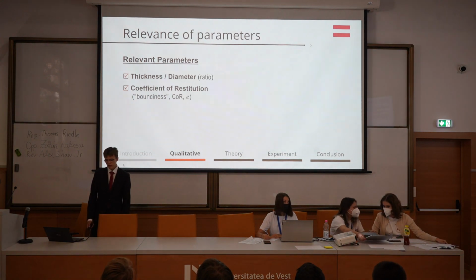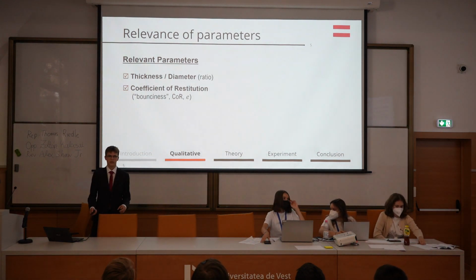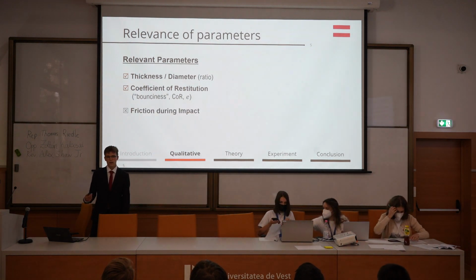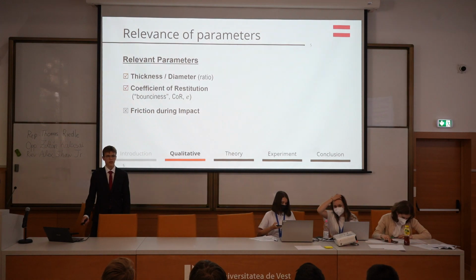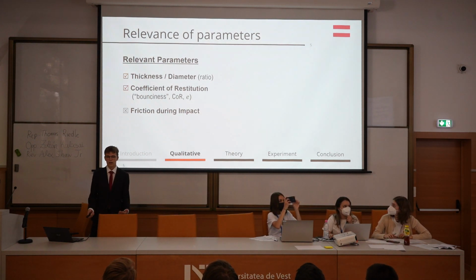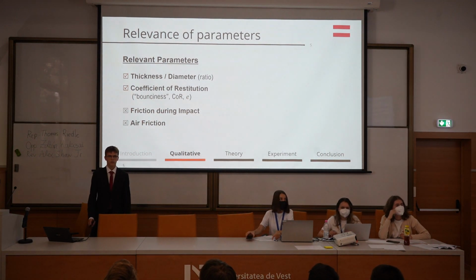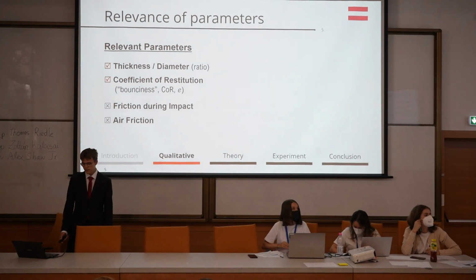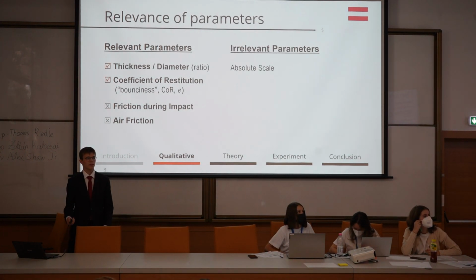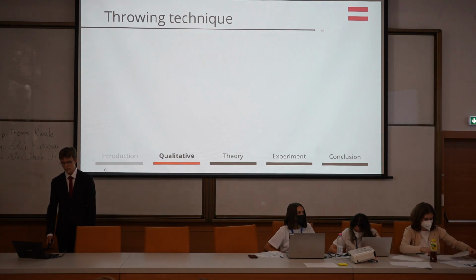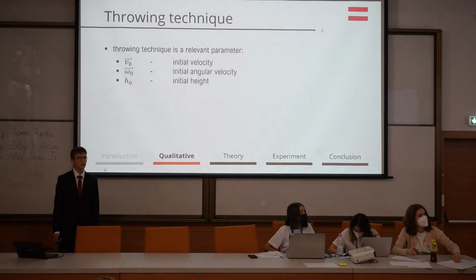Now the second most important is the coefficient of restitution, which I'll also refer to as the bounciness or COR in this presentation. Another relevant parameter is the friction during impact, which is accounted for in the simulation but isn't varied. So we counted the friction, but it's not a parameter we varied. Now air friction may also play a role, but we neglected it. And now to the irrelevant parameters: the absolute scale, as I said, only the ratio is important, and the mass is also not important.